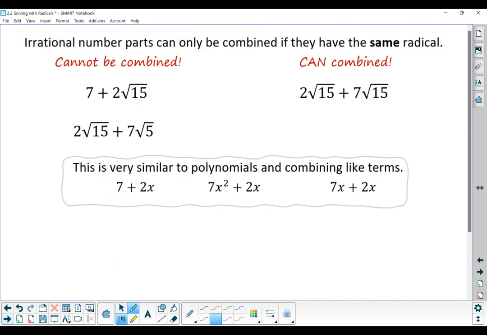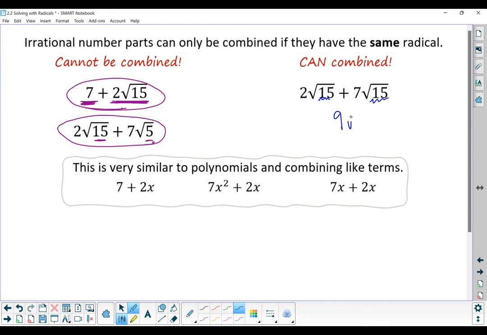Let's try another one. We kind of already talked about this. Sorry, I forgot the slide was here. So again, if you have an irrational part that's added to a rational part, we don't combine them, we just leave them separately. If their radical part is different, they also can't combine. An instance in which you could combine is something like this, where they both have that root 15, and we definitely could combine this into a 9 root 15.